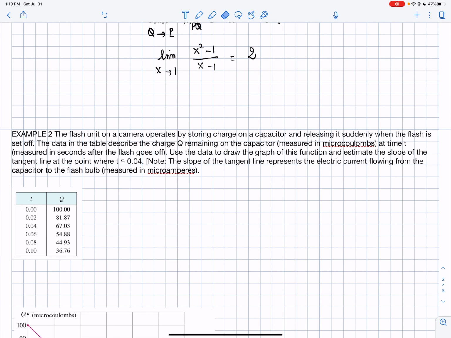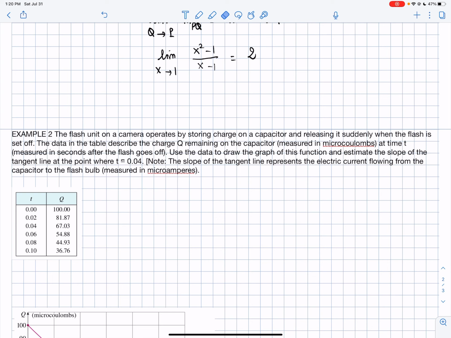Example number 2. The flash unit on a camera operates by storing charge on a capacitor and releasing it suddenly. When the flash is set off, the data in the table describes the charge Q remaining on the capacitor, measured in microcoulombs, at time t, measured in seconds after the flash goes off. Use the data to draw the graph of this function and estimate the slope of the tangent line at the point where t equals 0.04.